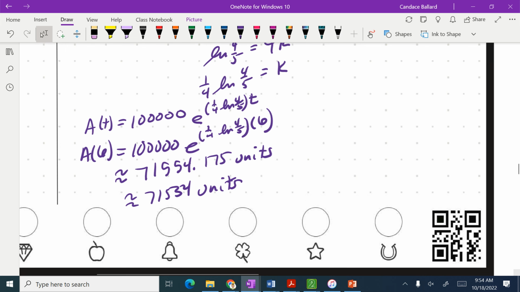All right. That one was not so bad. I'm going to hit this button.